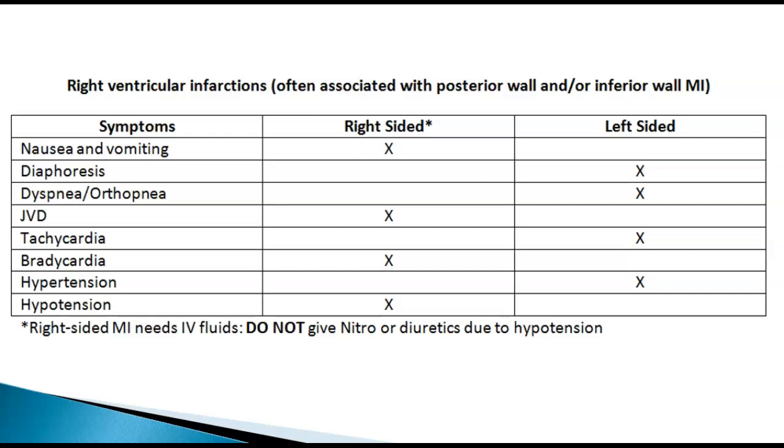The left side is the opposite. On the left side, you might see lung problems, so dyspnea, and they might not be able to breathe when they lay down. Their heart rate is actually going to be up high, and they might have hypertension. So they're opposite of each other.